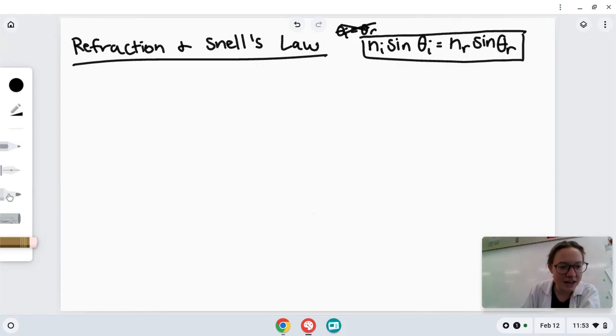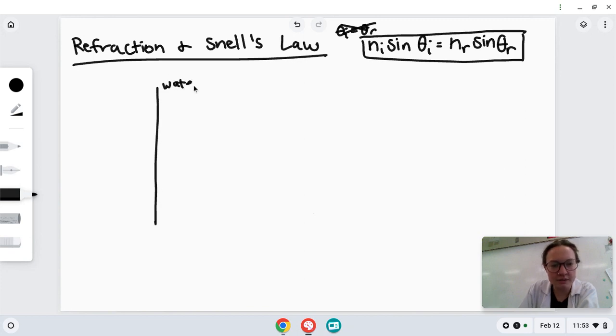Okay, perfect. Let's try a little practice problem. This time I'm going to draw it sideways. Let's say that you had a situation where you had some water over here, and you had some air over here. And now we'll make our normal line perpendicular to both surfaces.